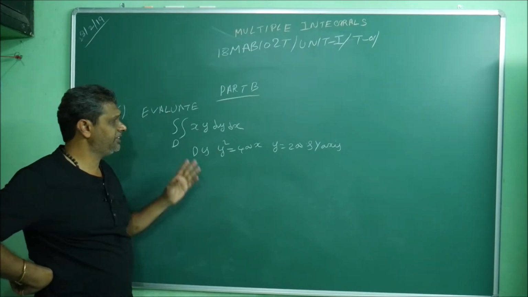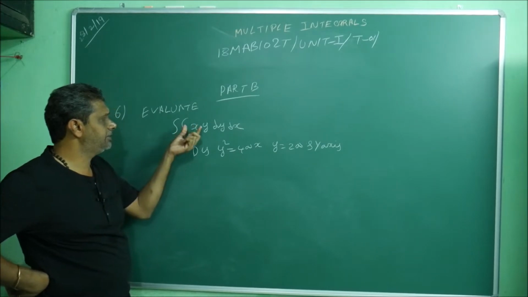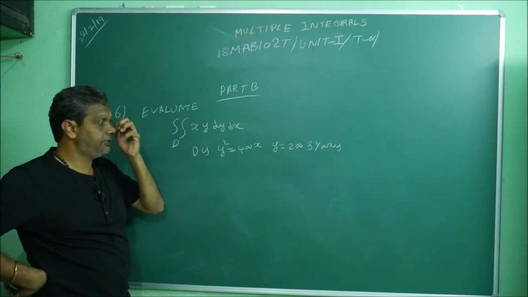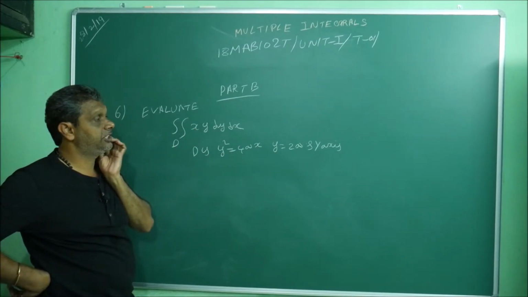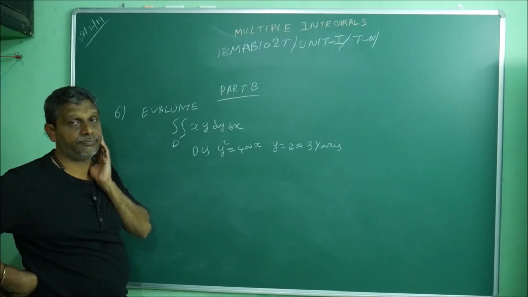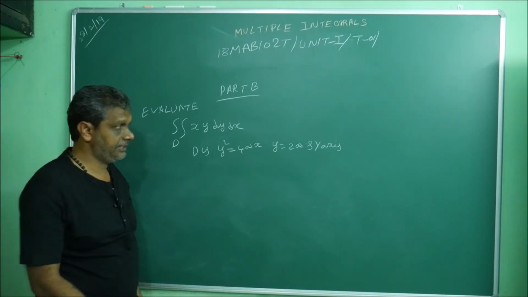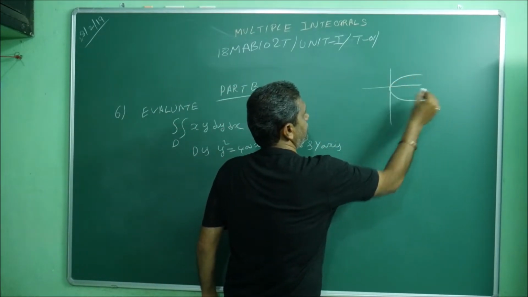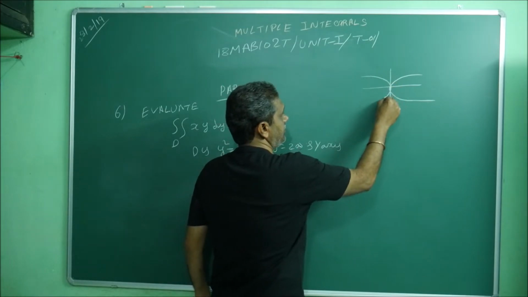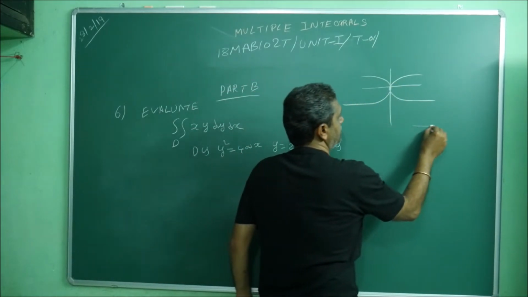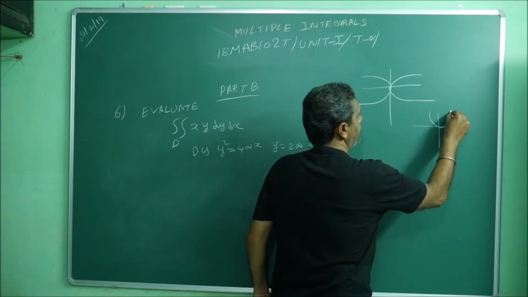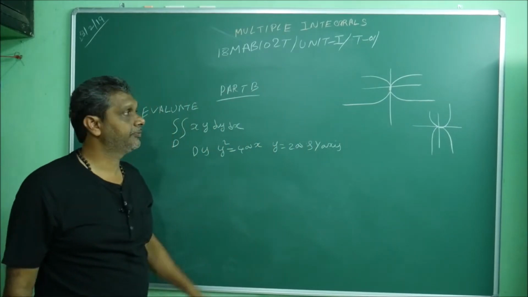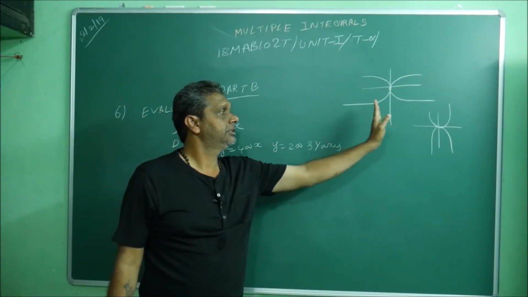Now see, everything is available: the integral over domain D of f of x y, integrated over this region. First you can trace the equations. Y square is equal to 4ax means what? A standard parabola, a cup open on the right side. You can remember these: y square is equal to 4ax, y square is equal to minus 4ax, x square is equal to 4ay, x square is equal to minus 4ay.